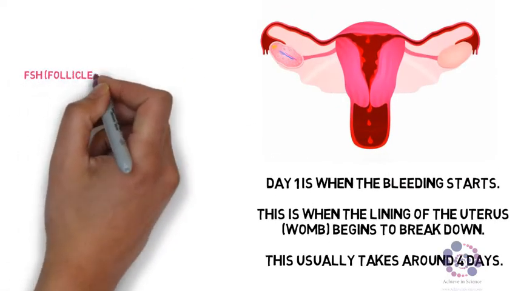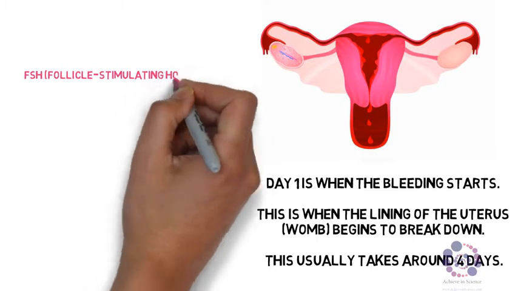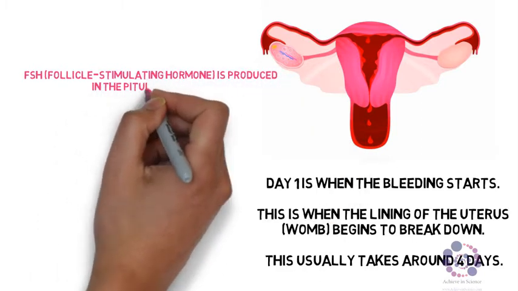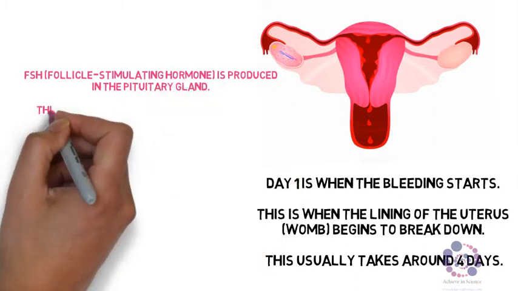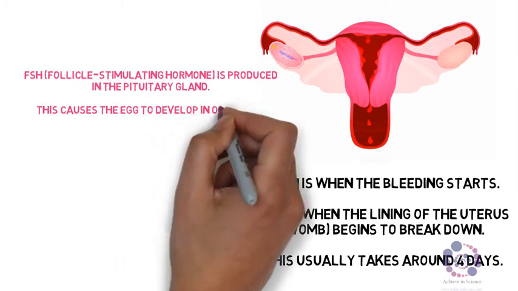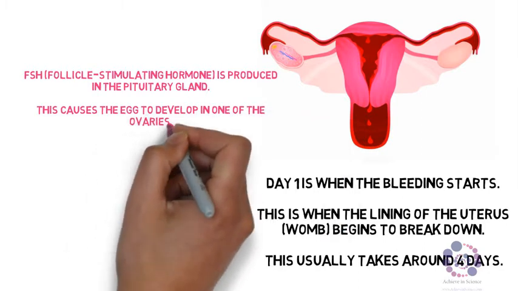So the first stage. First of all, FSH is produced by the pituitary gland. This causes the egg within the ovary to begin to develop. At the same time, it will also stimulate the ovaries to begin to produce estrogen.